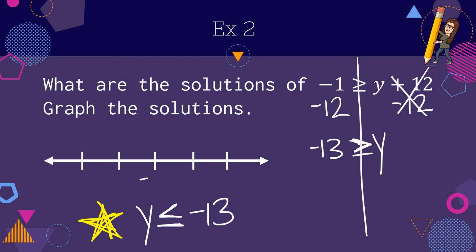Let's go to our number line. We're talking about negative 13, which means I have negative 12 and negative 14 in that order. Order matters. Let's look at our dots. It's or equals to, which means on negative 13, I need a solid, shaded, colored in dot. It says the y values are less than, so we're going to go left.